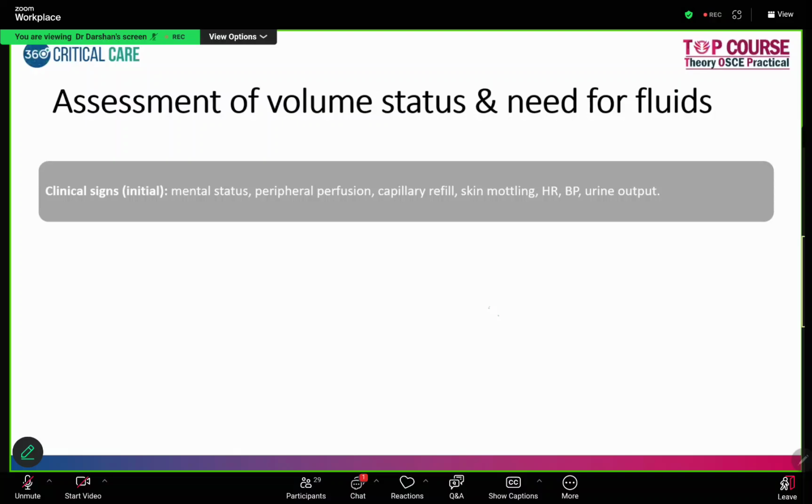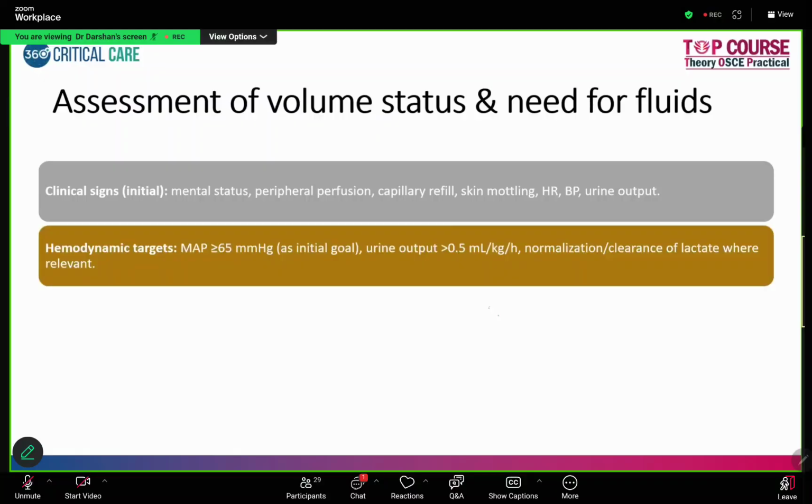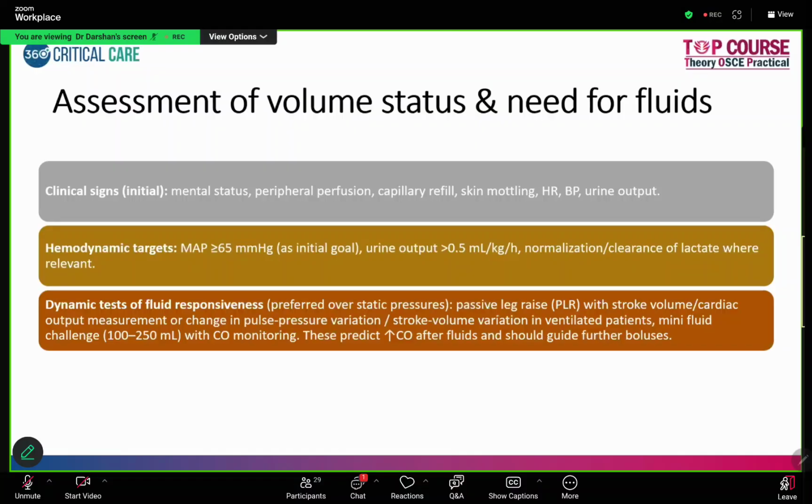Firstly, we look for the windows of perfusion. Okay, like your mental status, capillary refill, peripheral perfusion, urine output. Okay, and your vitals like heart rate and blood pressure. Then we look at the blood pressure targets, whether the MAP is more than 65 mm Hg, that is the initial goal, and whether that MAP is having an adequate urine output of more than 0.5 ml per kg or not. And at this particular time, if there is hypovolemia based on your dynamic tests of fluid responsiveness, probably you can give fluid therapy to this patient.